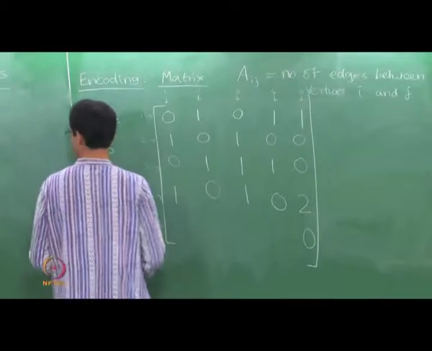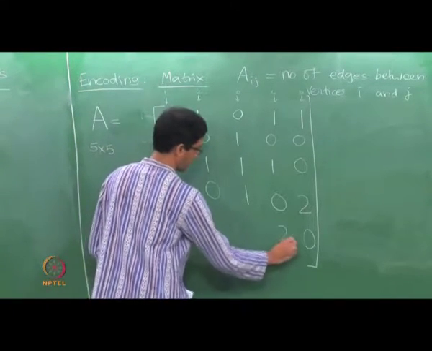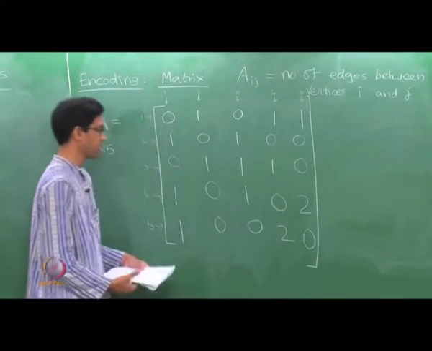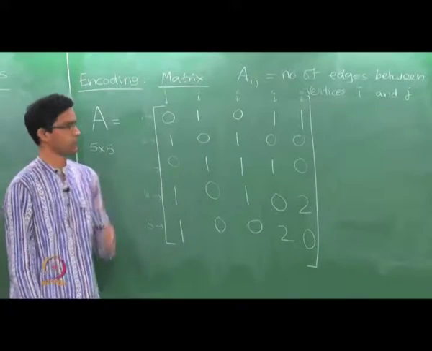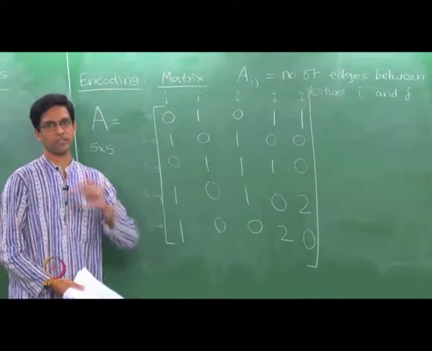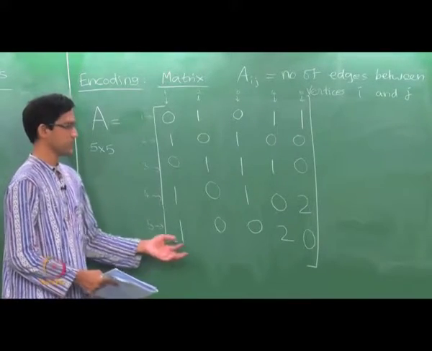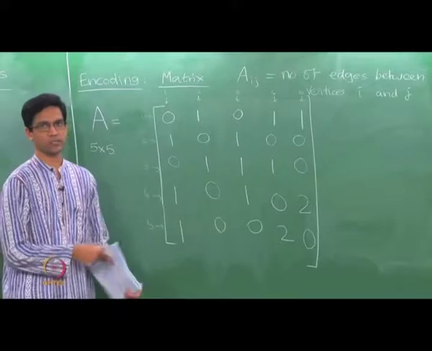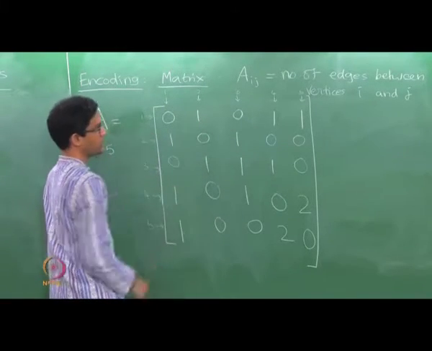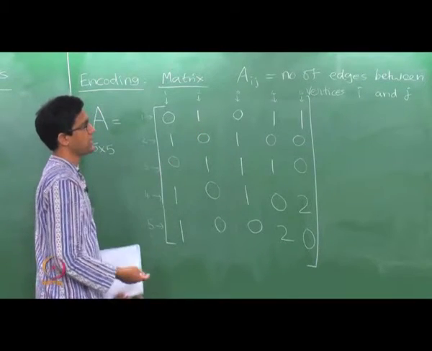Now similarly, between 5 and 1, there is an edge. Between 5 and 4, there are 2 edges. So that's the final graph that you get, the final matrix that you get corresponding to this graph. Okay. So this just encodes the number of paths or edges which connect each pair of vertices i and j, and observe that this is necessarily a symmetric matrix, meaning the i, jth entry is the same as the j, ith entry, because both of them are just the number of edges connecting i and j.